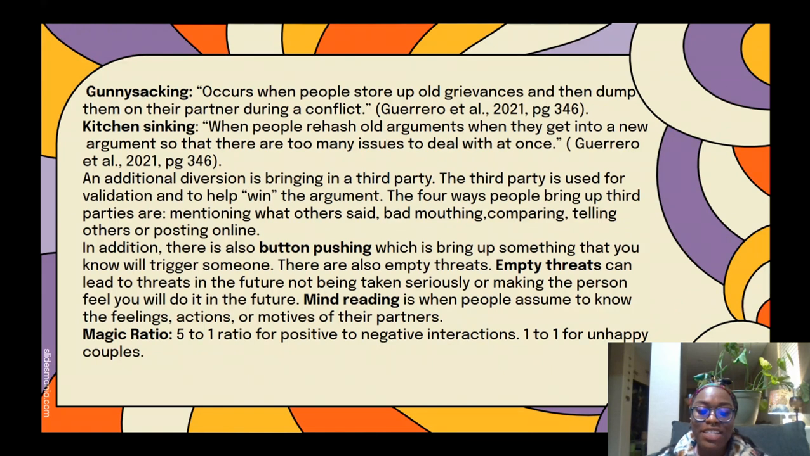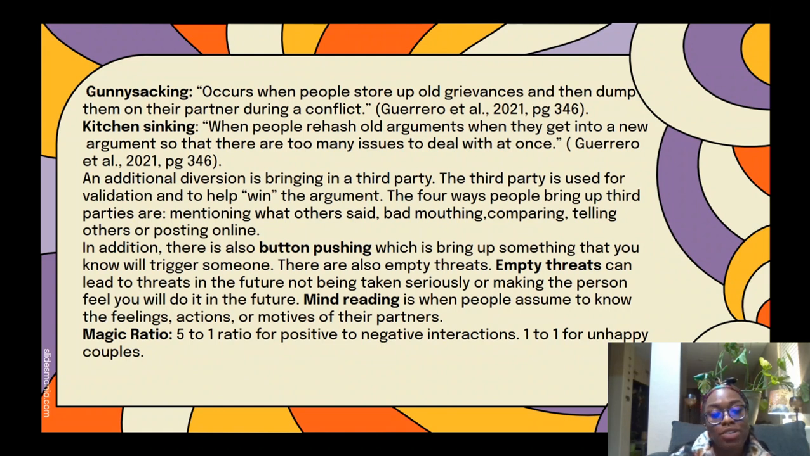And then there is kitchen sinking, which is similar to gunny sacking. But instead of bringing up a grievance, it's more about bringing up an old argument in order to distract them, because there are going to be too many issues to deal with at once. So this would be me bringing up maybe an argument that I had with my partner in 2021 and then bringing it up now to, like I said, take the heat off me, and it's kind of used to manipulate them.